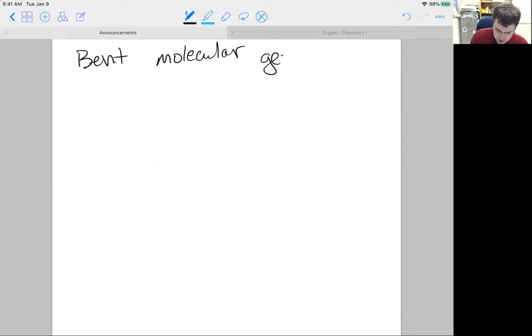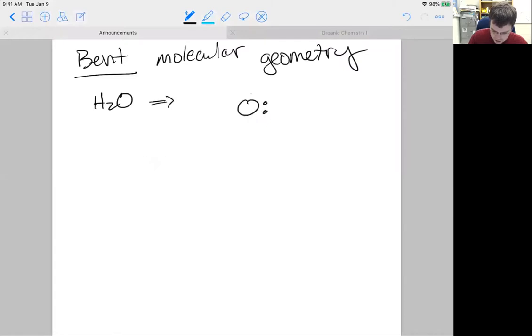We already looked at the bent molecular geometry last time when we were looking at water. So let's pick on water again, H2O. If we draw a Kekulé structure of water, we have an oxygen as a central atom, 2 lone pairs of electrons, and 2 bonds to hydrogen atoms.